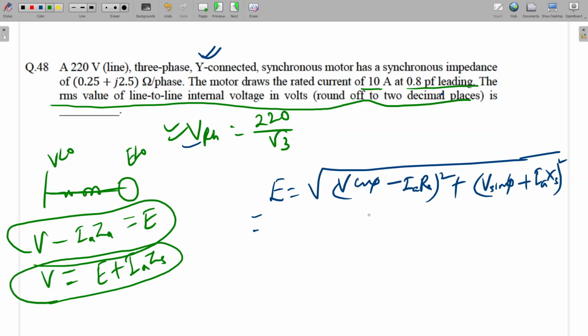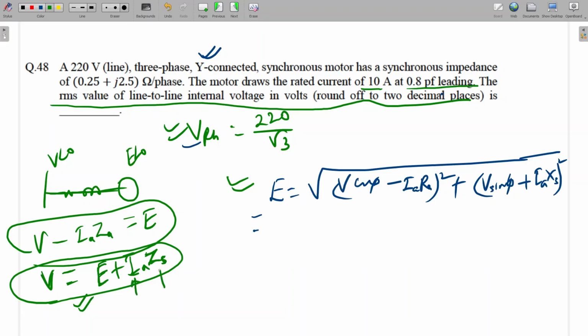Now here we know the V value, the phase value, 220 by root 3. The same thing will come here also. We know IA and also ZS. Can we calculate with the help of this formula, V equal to E plus IA into ZS? With this formula we can calculate. But sir, this formula is valid with an angle. That will be lengthy. The power factor angle also we have to add here.